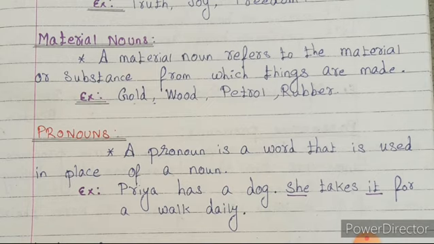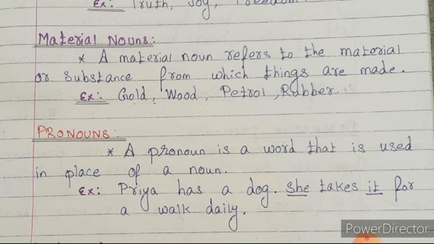So Priya refers to she. It is a female girl. So instead of Priya, we can say she. No need to add the same name again in the second sentence. Instead of that, we can use pronouns to replace the noun. So, Priya has a dog. She takes it. Here it refers to the dog. No need to add the word dog again. Instead, we can apply the pronoun it. She takes it for a walk daily.